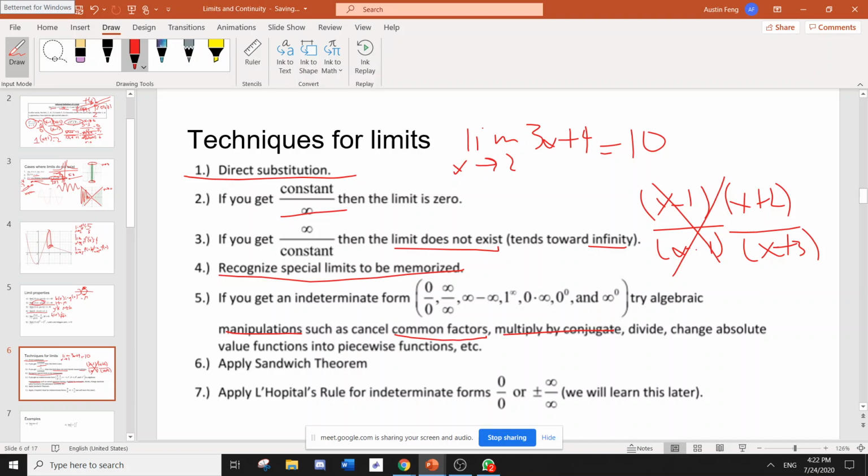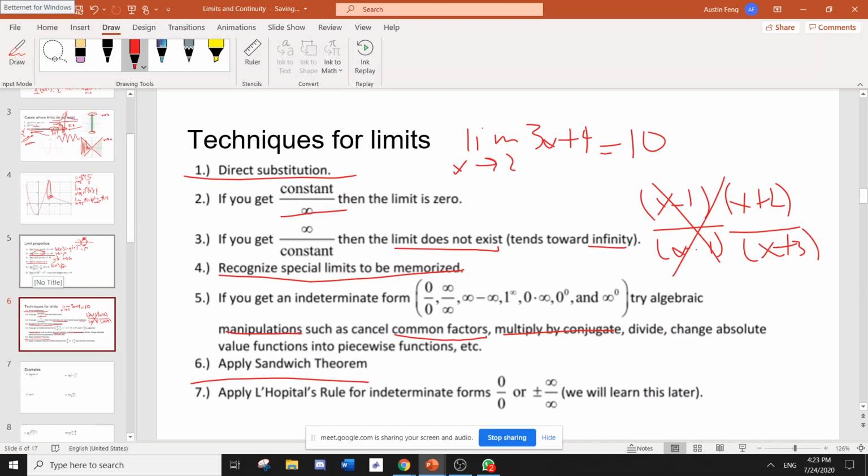Multiply by the conjugate. So typically if you have a square root plus something, you multiply by the conjugate, because it's really hard to deal with those square-rooted kind of terms. Divide is basically like cancel common factors. And then change absolute value functions into piecewise functions. Number 6 we'll get to later on in this chapter. And number 7, just don't worry about this for now.